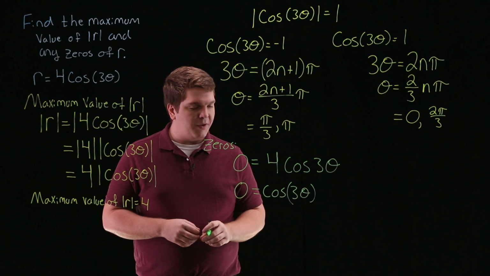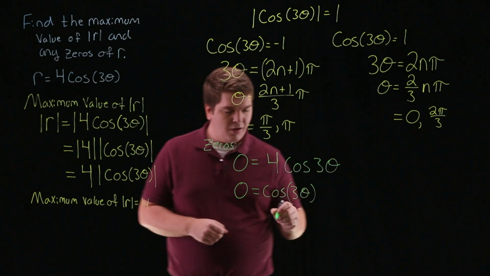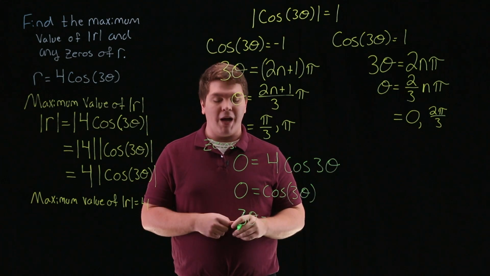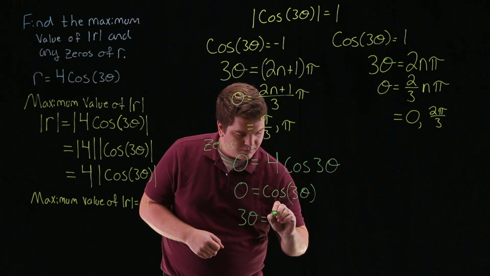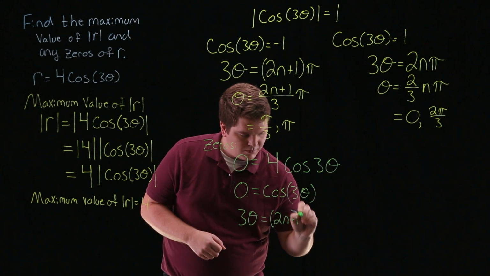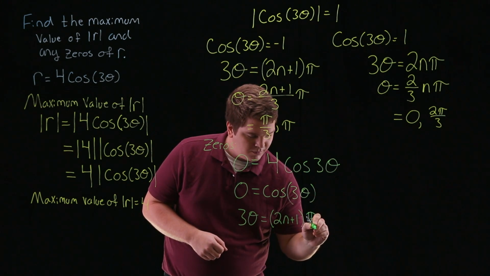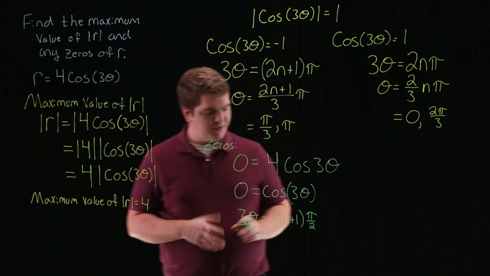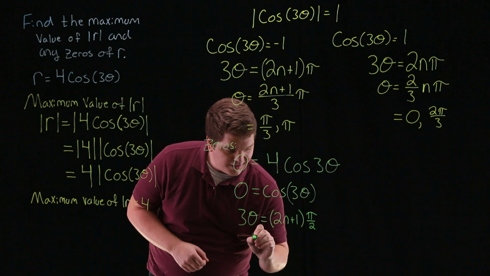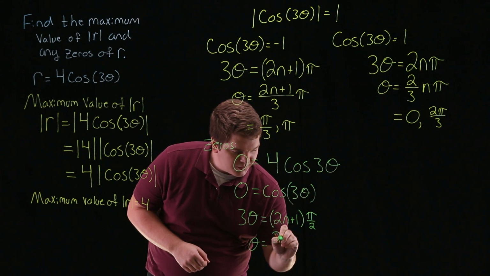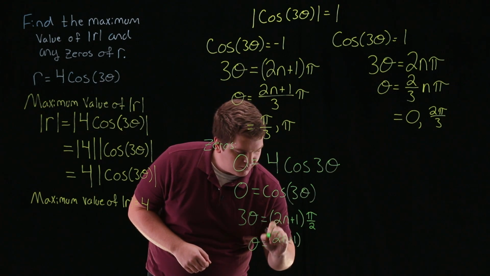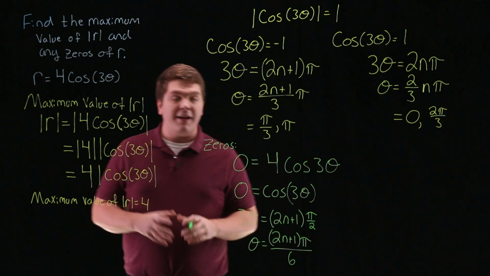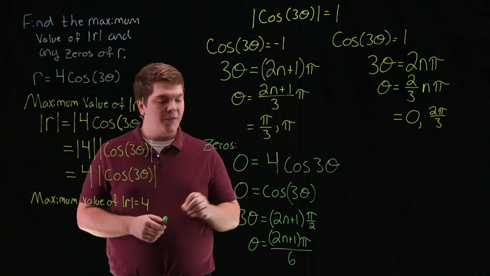We know that cosine of 3 theta is going to be equal to 0 when 3 theta is an odd multiple of pi over 2. So if we solve for theta by dividing both sides of the equation by 3, we'll have theta equals 2n plus 1 times pi divided by 6. And again, we only care about the values between 0 and pi.